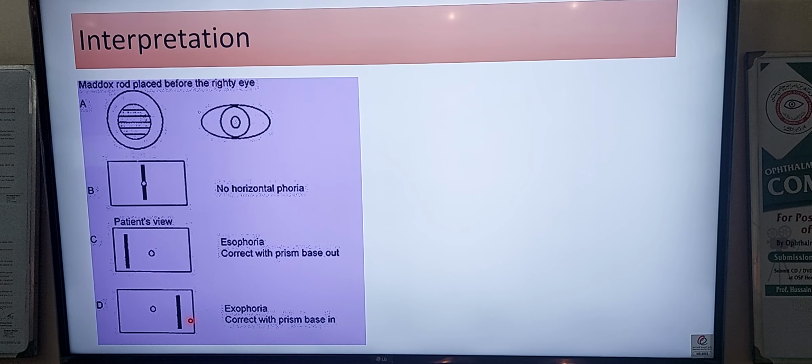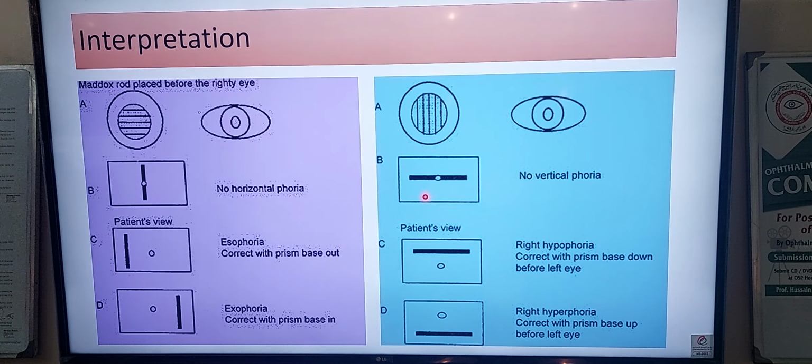Here we are checking for vertical phorias. So we are putting the cylinder in the vertical direction. If the patient is orthophoric, then the line and the dot will coincide. If the patient has hypophoria, then the line is displaced upward and is corrected with prism base up. This is not down, it is corrected with prism base up. This is a mistake here. And for hyperphoria, the patient will see a line displaced below and it is corrected with prism base down.